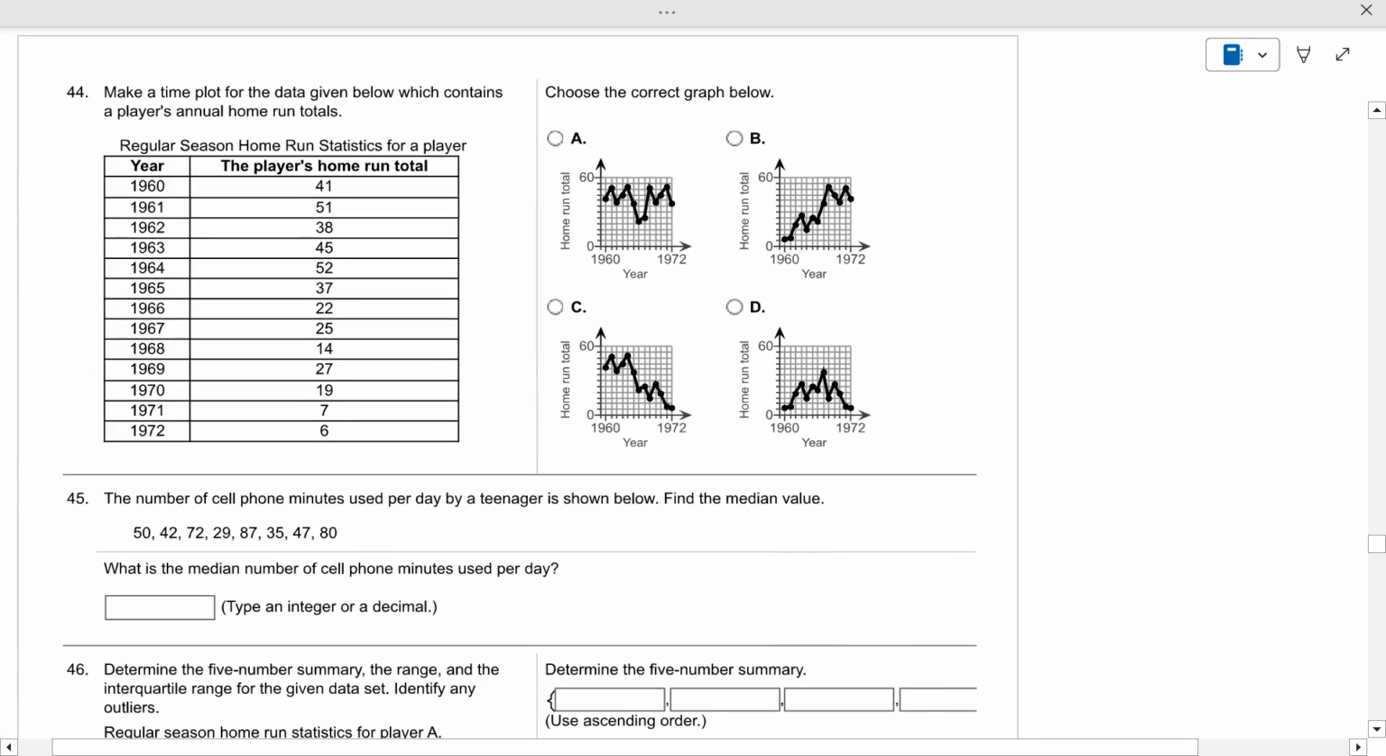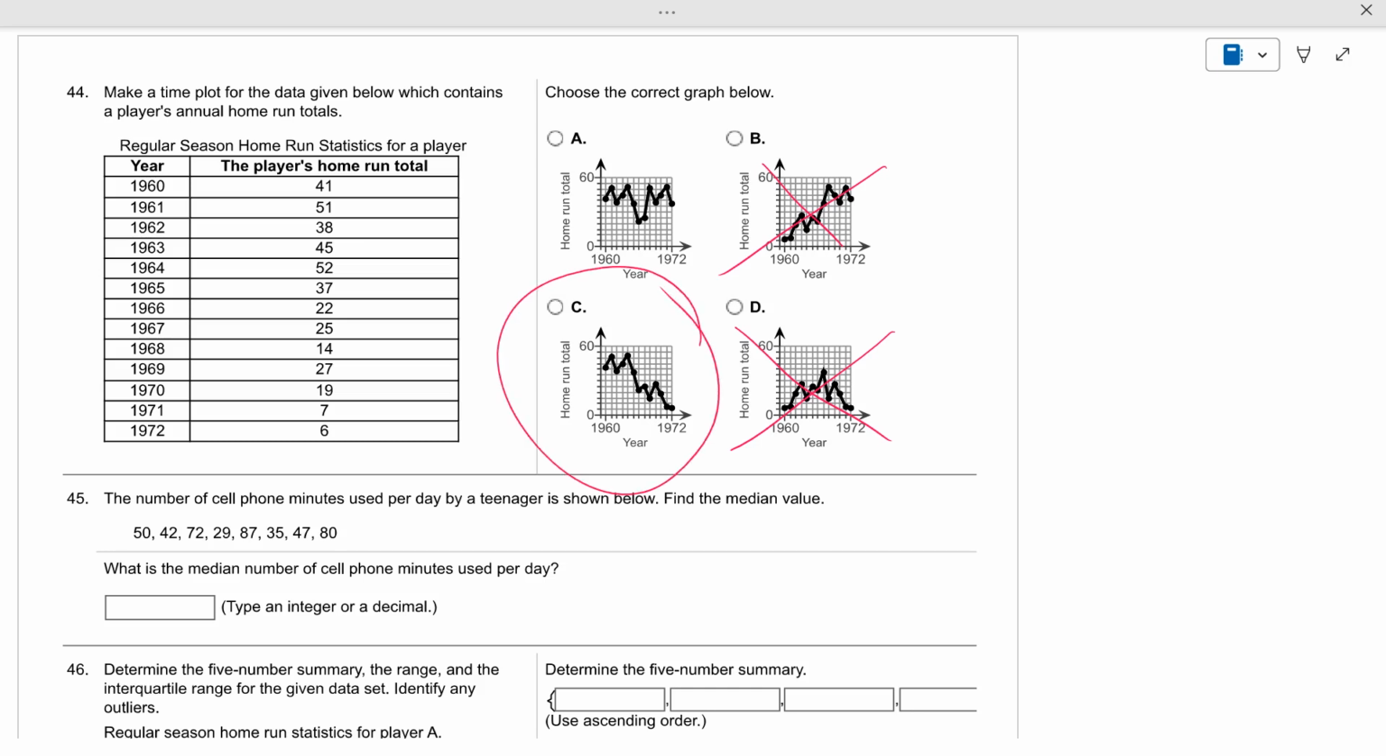Okay, last couple here. The home runs by a player. 1960 is 41, so it's definitely not this. Definitely not this. So it's either A or C. 41, then up to 51, and so on, all the way down to 6 in 1972. The only way it can be is C.